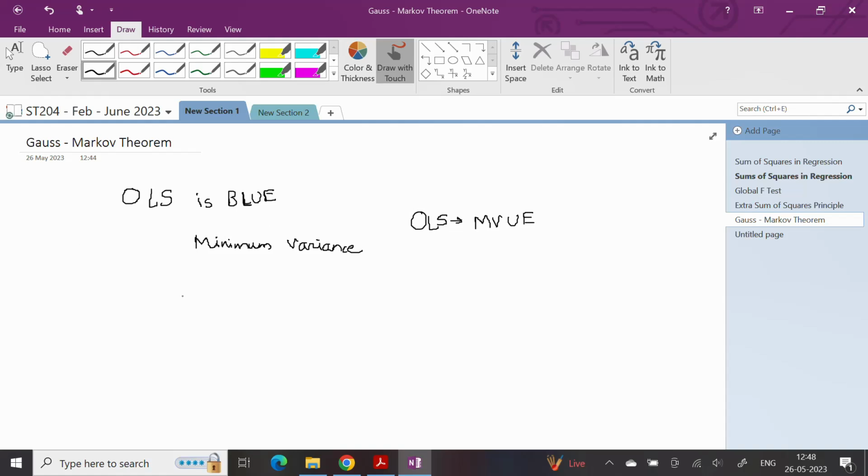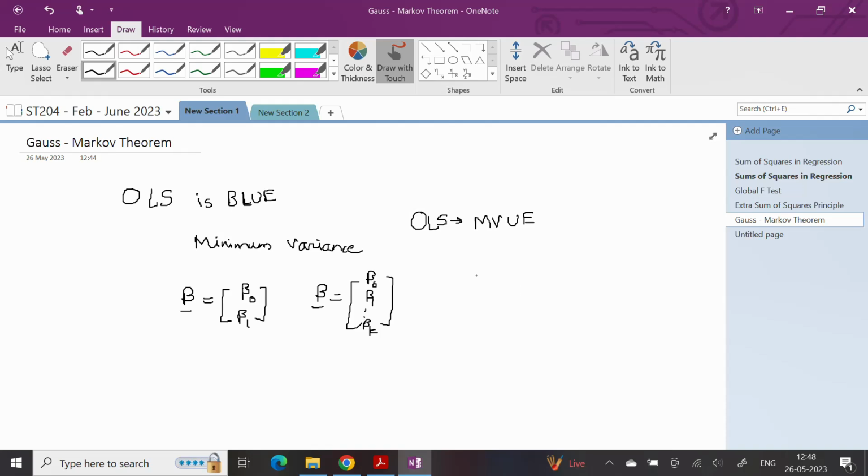Now, here is a small problem. Even in the simple linear setup, my parameter beta is a vector, and as a result, my estimate is also a vector. And of course, in multiple linear regression, it is a p-dimensional vector. I will have beta naught, beta 1 up to beta k, where k plus 1 is p. So I have to talk about variance of a vector, and we know variance of a vector is nothing but a matrix. So how can I say a matrix is minimum? I cannot really minimize the matrix.